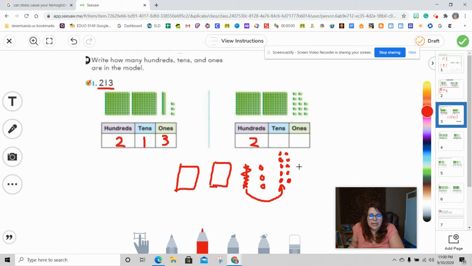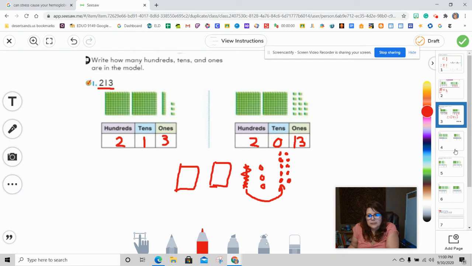So now I have 10 ones, and then the 3 that I already had. So that's 10, 11, 12, 13. So I have 13 ones, but I don't have any 10s, so I'm going to put 0. Now, yes, I do have a 10 in the ones place, but there are now groups of ones that you broke apart.